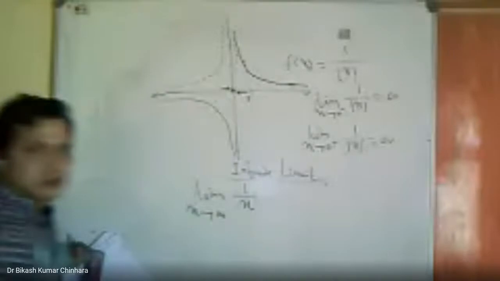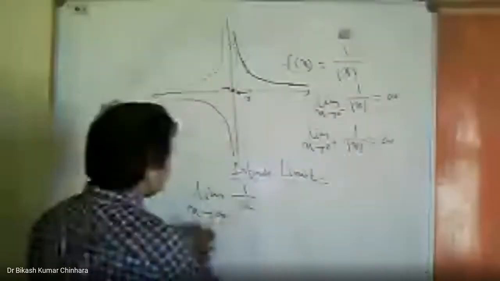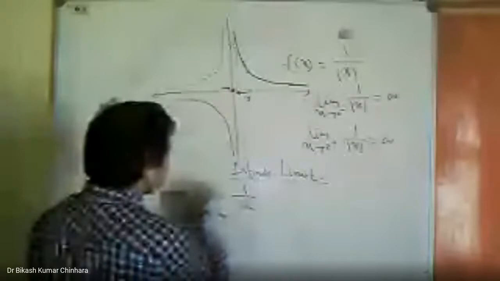Suppose I am writing, just wait. Suppose I am writing limit x tends to infinite 1 by x. This type of limit is called limit at infinite. At the point infinity, I am interested to find the limit.